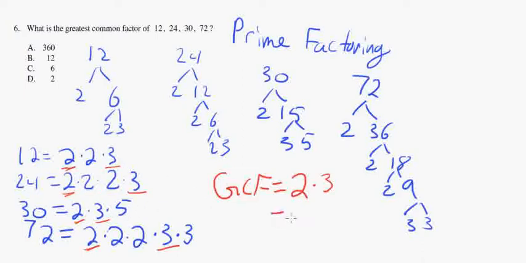So the greatest common factor is just a product of the prime factors that they share. And since they only share one 2 and one 3, it's just a product of 2 and 3, which is going to be 6.